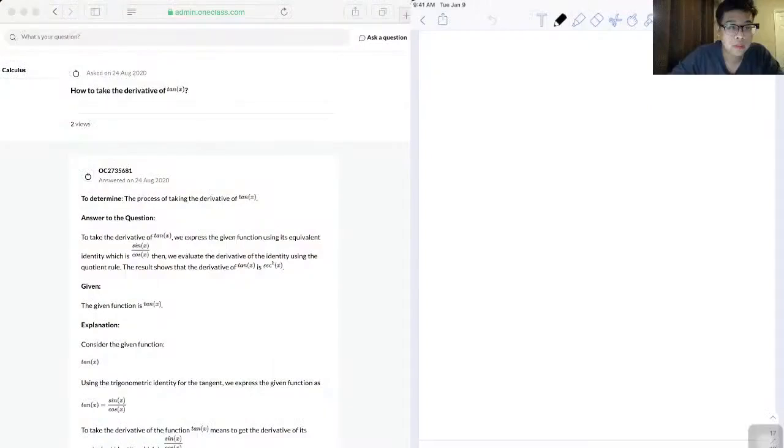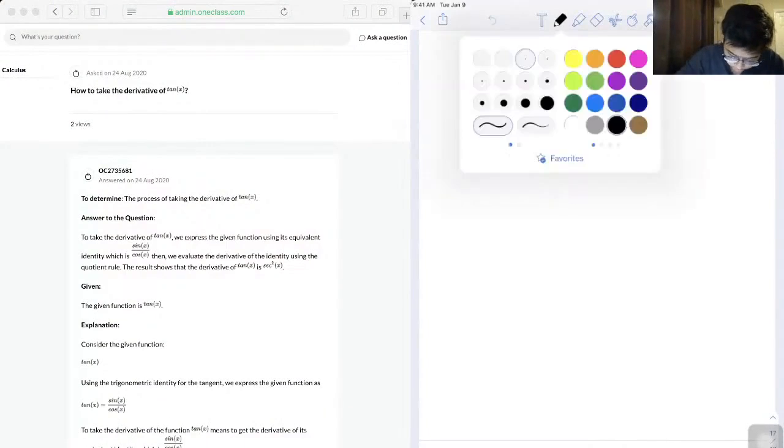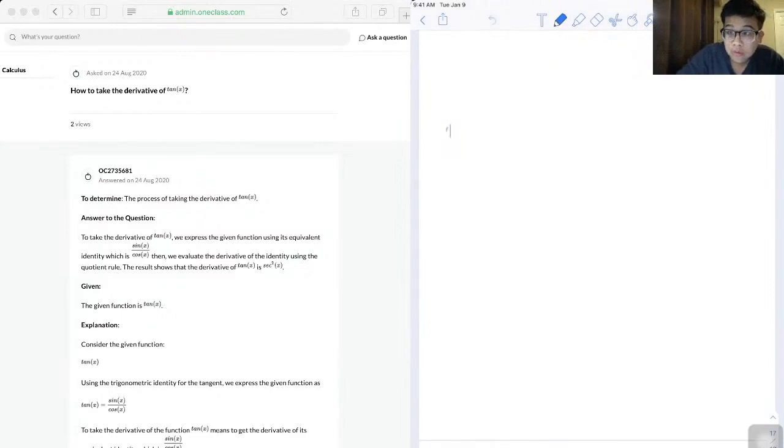Okay, so the first question is asking us to take the derivative of tangent x, right? Yep.